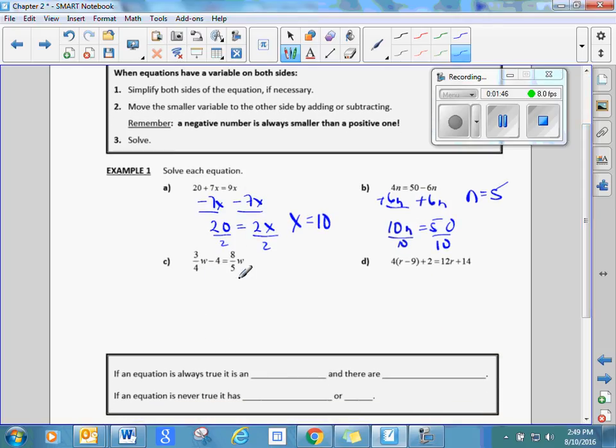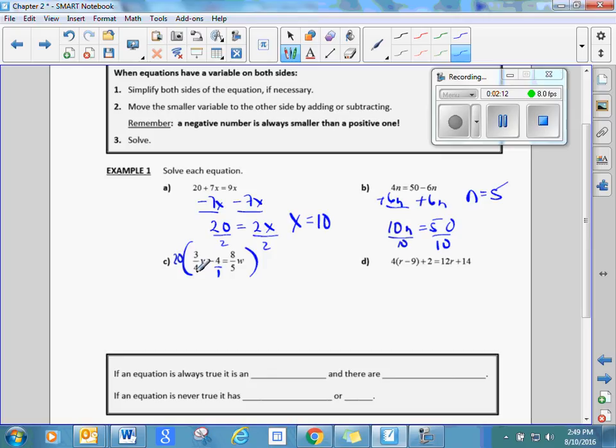All right, number C. Again, we've got fractions going on in all terms of this equation, so we're going to clear out these fractions before we end up getting the w's on one side of the equal sign or the other. So the lowest common denominator between 4, 1, and 5 is 20. We're going to multiply through by 20.